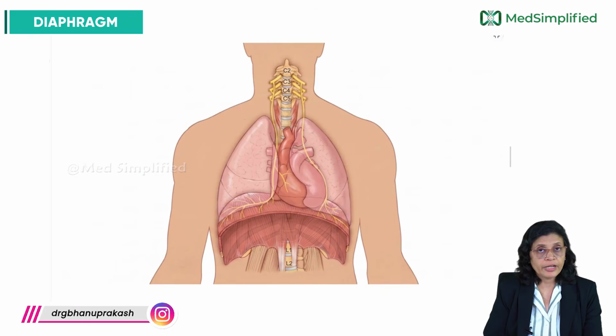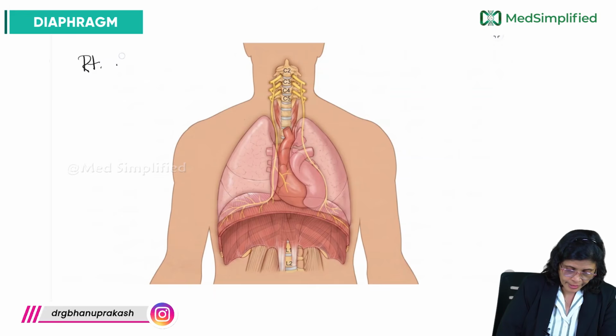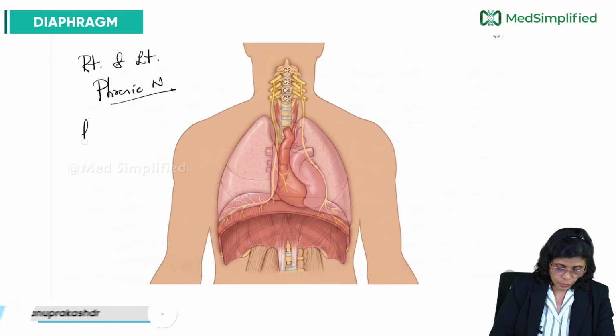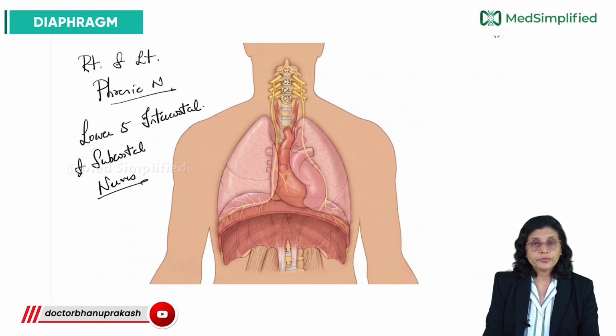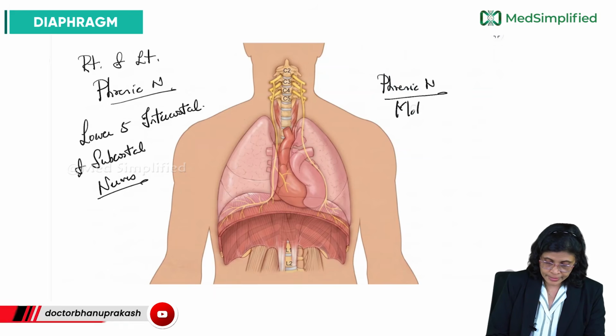So the nerve supply of diaphragm, okay, so coming to the nerve supply, it is supplied by the right and left phrenic nerves, okay, as well as the lower 5 intercostal and subcostal nerves. So the phrenic nerves are both motor and sensory, okay.